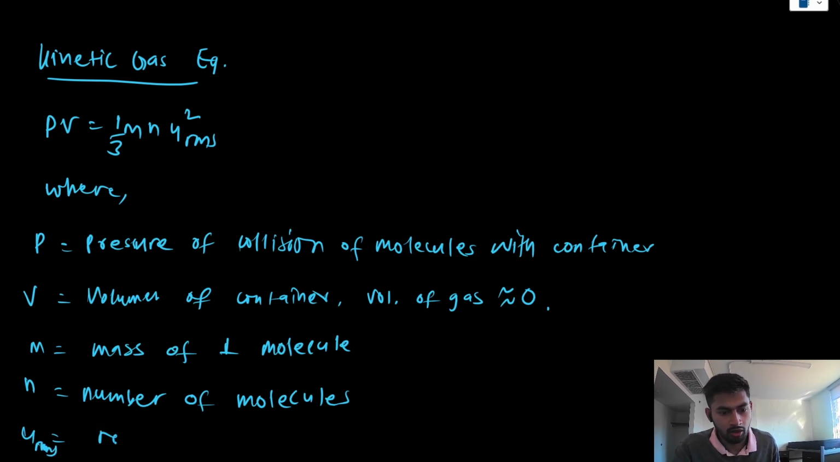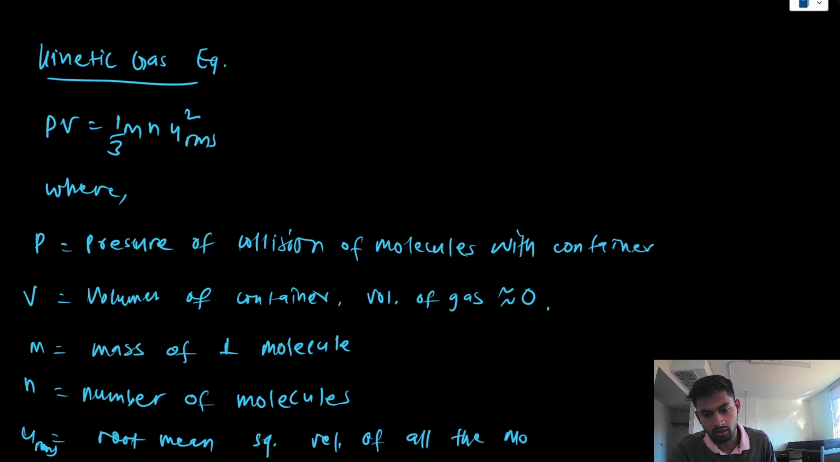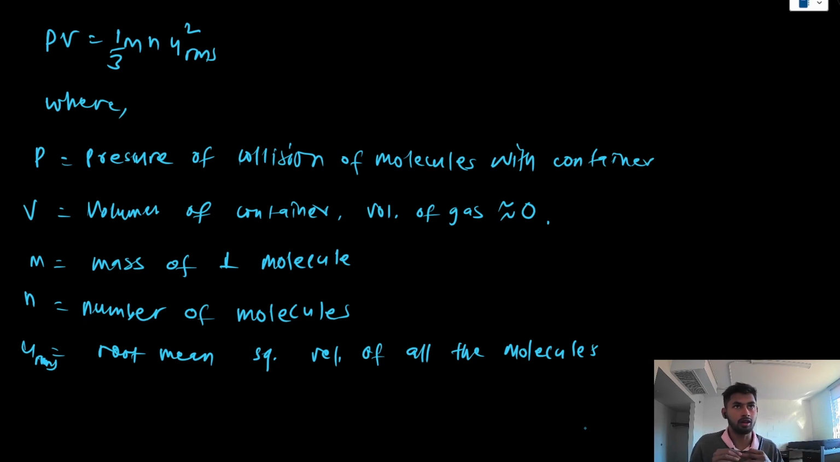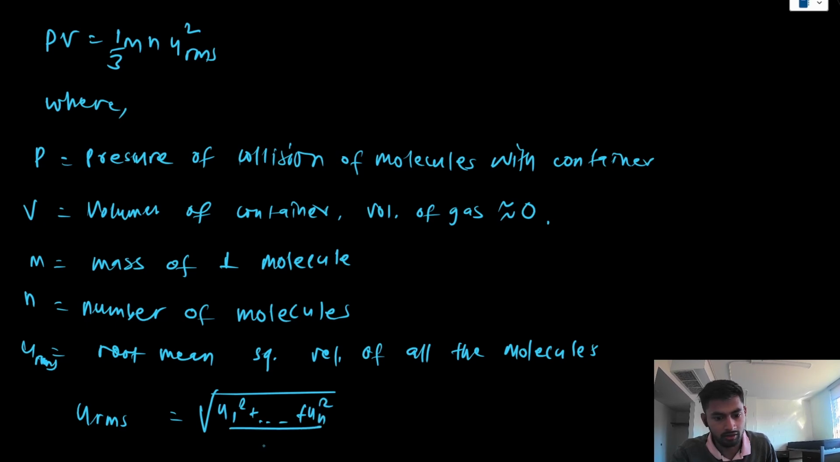URMS would be root mean square velocity of all the molecules. Why all the molecules? Because again, we're considering the volume to be negligible, but there are infinite number of molecules present inside the container. Infinite number of hydrogen molecules, infinite number of helium molecules. So if we want to take into consideration all the molecules, then URMS is basically root mean square sum of all n molecules inside the container.